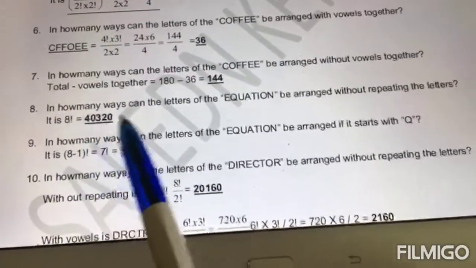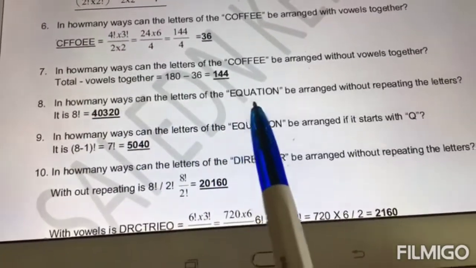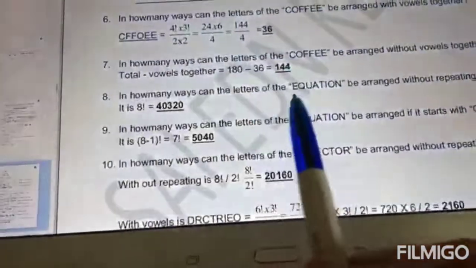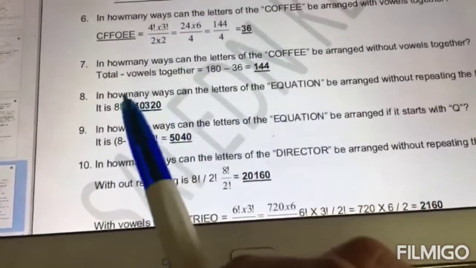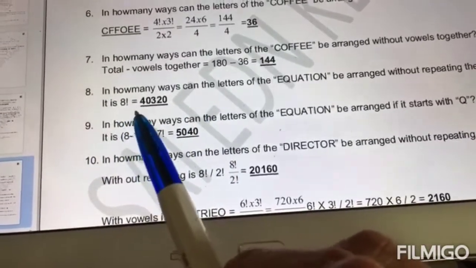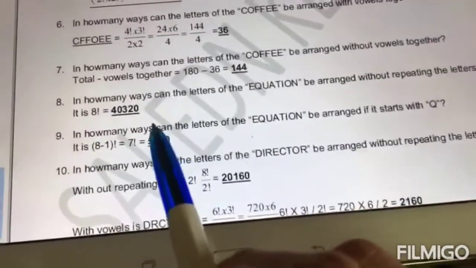Okay. In how many ways can the letters of the word equation be arranged without repeating letters? How many letters are there? 8. Are there any repetitions here? No. So we can directly take it as 8p8, which gives you 8 factorial, which gives you 40,320.